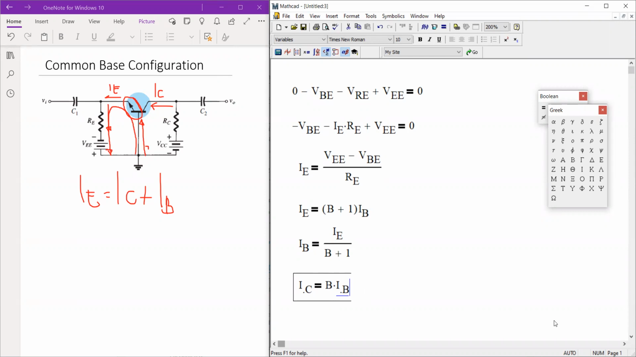Okay, so that's all for the introduction of common base configuration. On our next video, we will have an example of putting these equations at work.